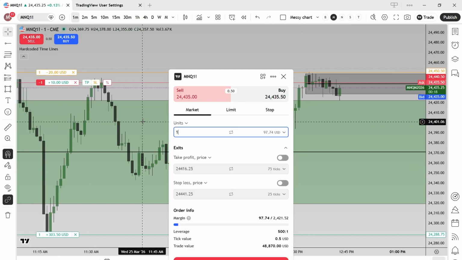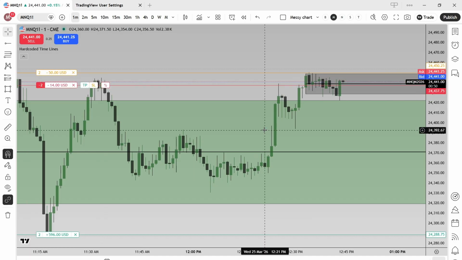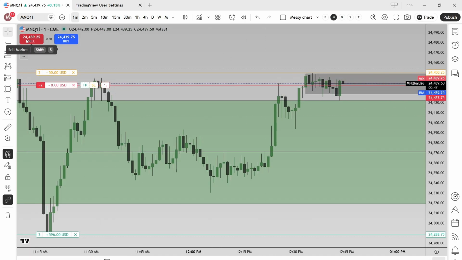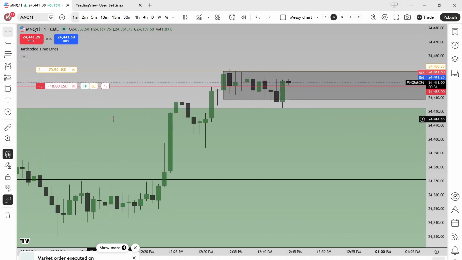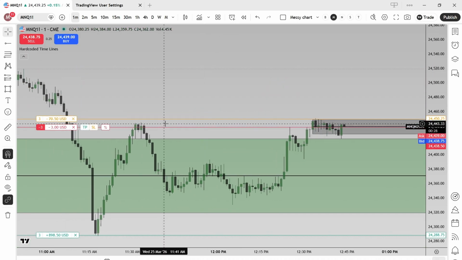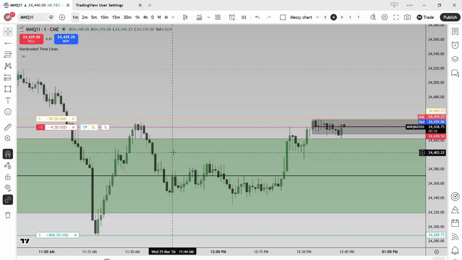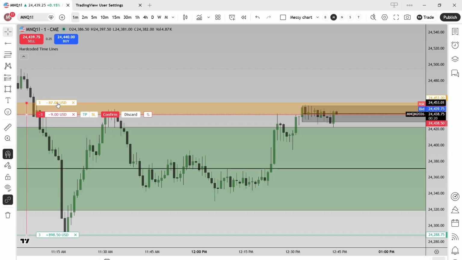I'll add one more in there. Make it exactly 50. I'll add one more contract in there. $70 stop loss. I'm just pyramiding inside of here because I think this liquidity sweep's going to hold. Let's move this to where it actually should be.